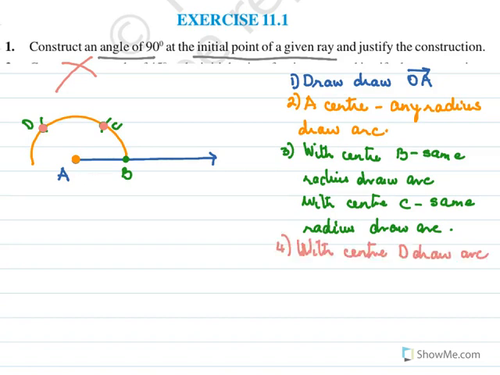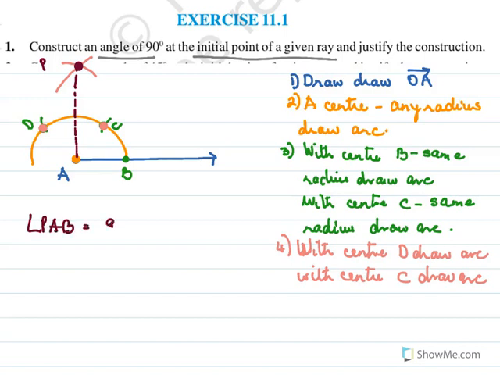So with center D, draw an arc, and then with center C, draw an arc. These arcs will meet at a point, say P. Then you join AP. The angle PAB will be 90 degrees.